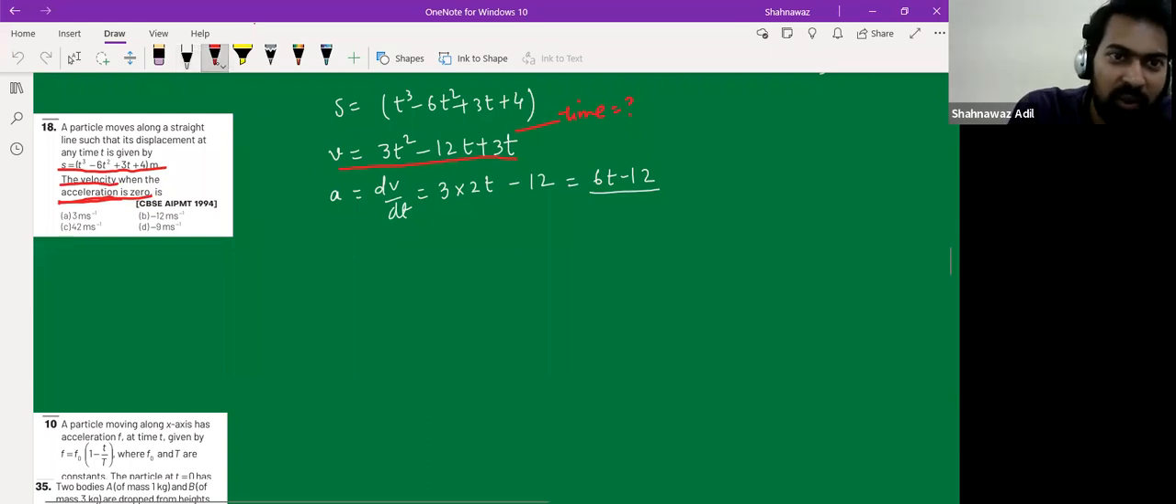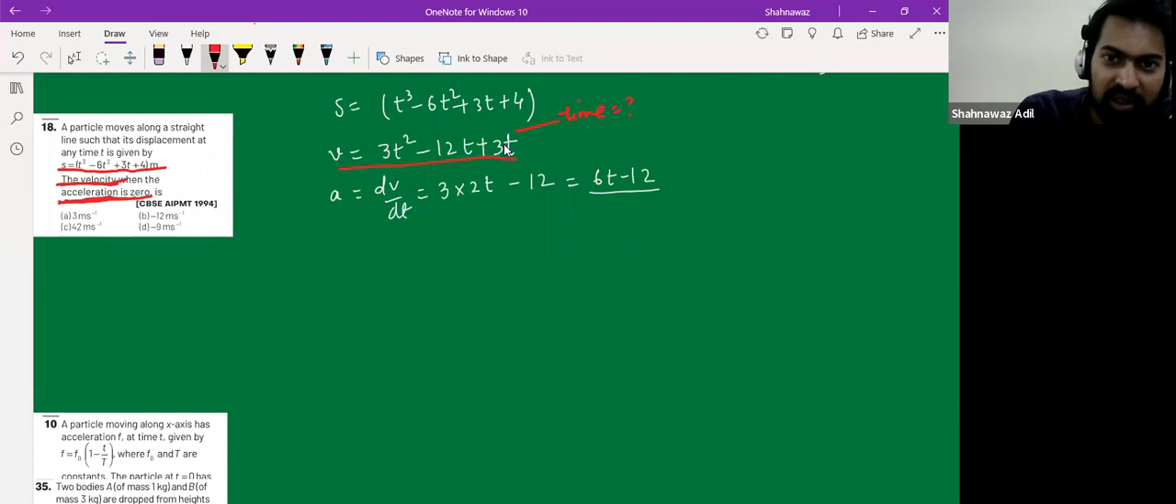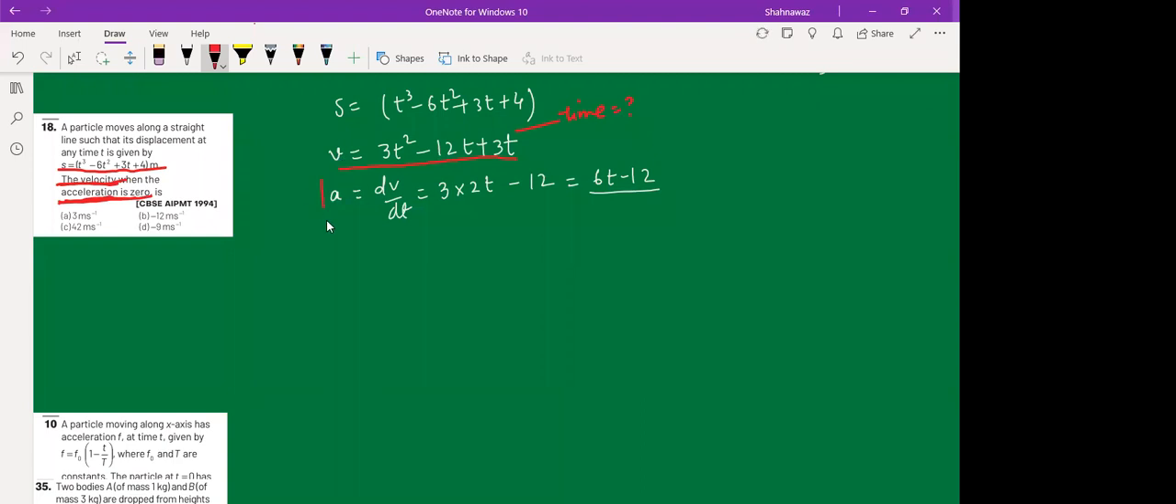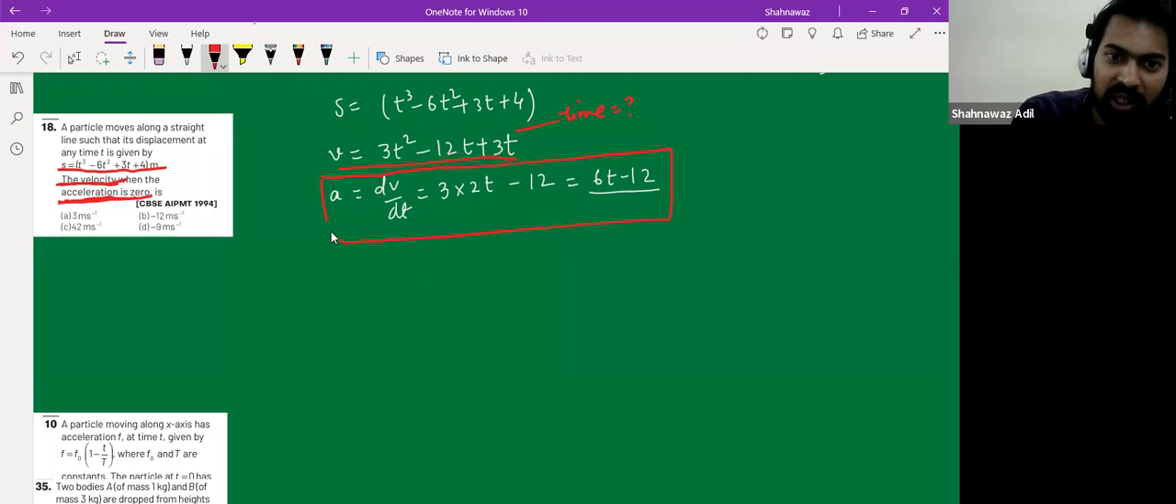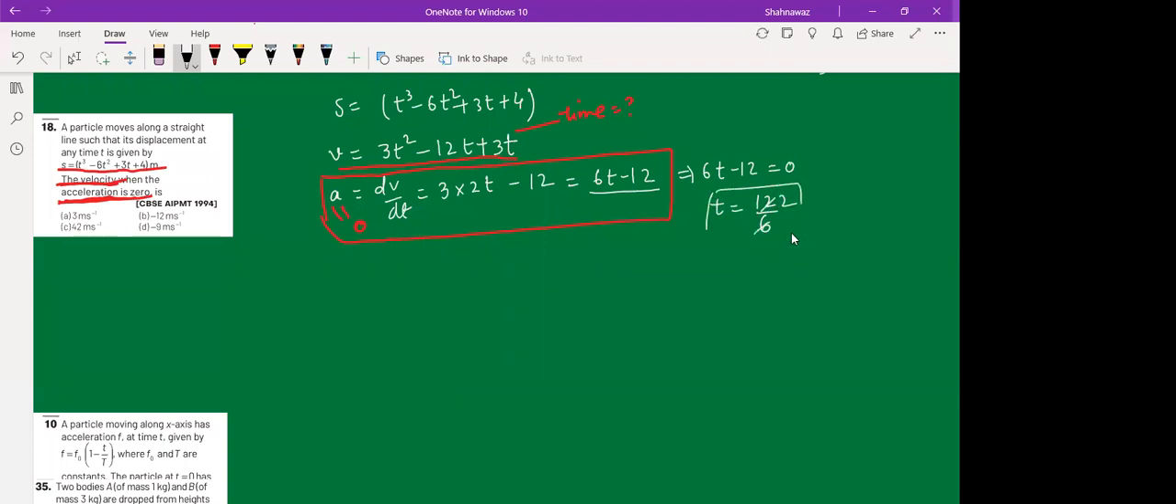Okay. So they want us to calculate the velocity when the acceleration is zero. Okay. Yes, sir. So velocity is dependent upon what? Time? Yes, sir. And if we know the value of time, then we will be able to calculate the velocity. Okay. Yes, sir. So from this information, we will calculate the time. Okay. So they are saying that the acceleration is zero. So from this, 6t minus 12 is zero. So this will give us what? The time, right? Yes, sir. So we calculated the time.